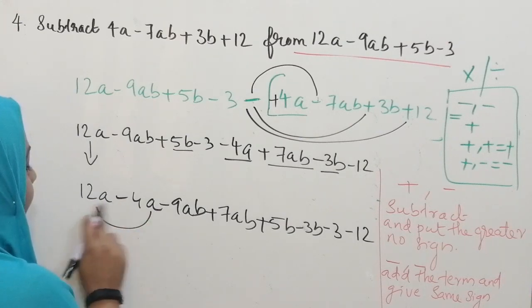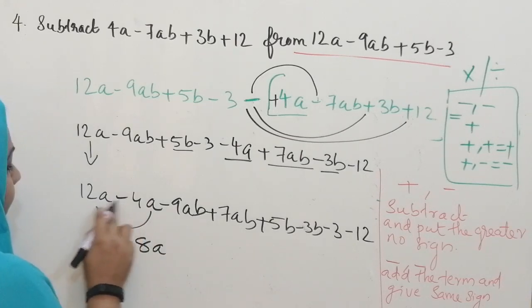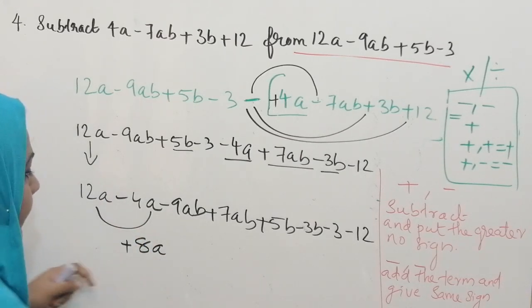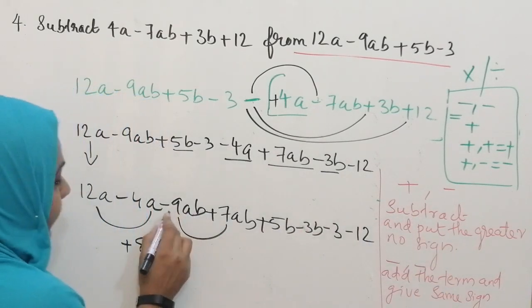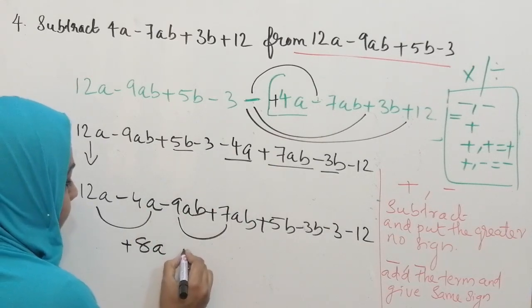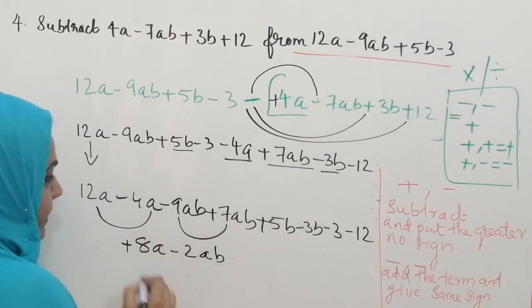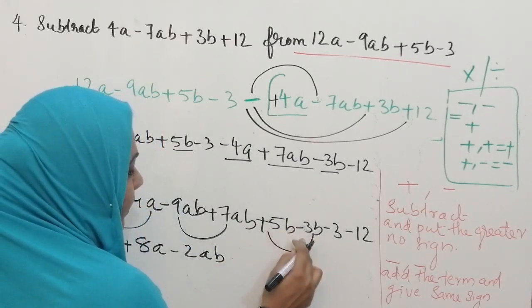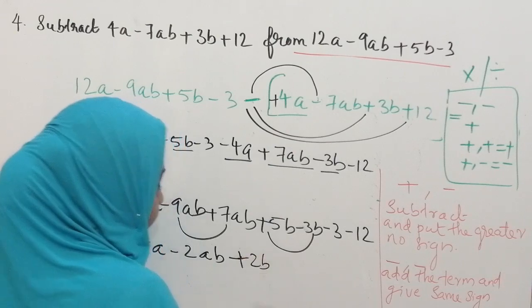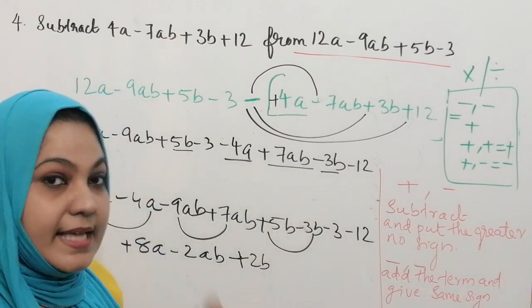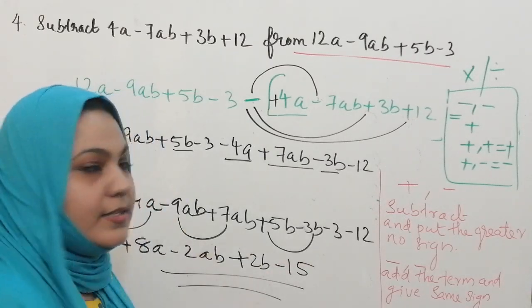12a minus 4a, here are different signs, that means subtract and give the greater number's sign. So here which one is the greater number? 12. So you have to give plus 8a. The next is here also you can see there are different signs, that means you have to subtract and put the greater number's sign. So minus and plus, subtract, that means 2ab. And what is the greater number here? 9. And what is the sign of 9? Minus. Next is 5b minus 3b. Here also different signs, so you have to subtract and give the greater number's sign. So that means plus 2b. Next is minus and minus, that means add and minus, so minus 15. So we have finished two ways of solving this question.